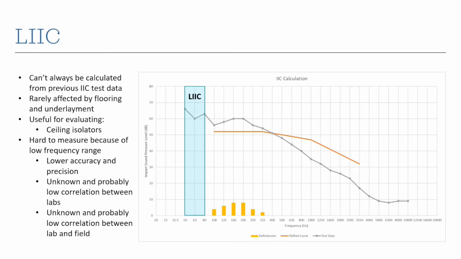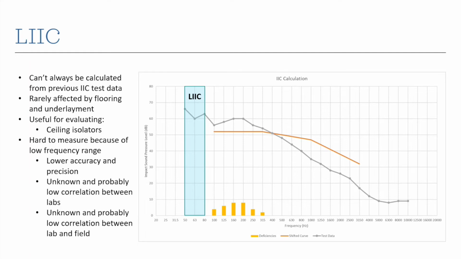So if we take an assembly and we measure its LIIC in this lab, and we build the same assembly in this other lab, we might get very different LIIC ratings. There's also unknown and probably low correlation between the lab and the field. So if we measure this assembly in the lab, we get some LIIC rating. We go build it in our building, we might get a very different LIIC rating. So, what on earth is the point of this?